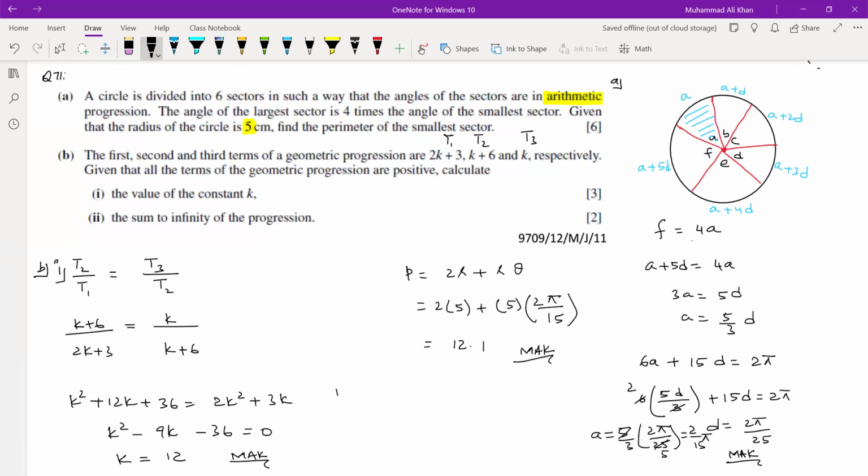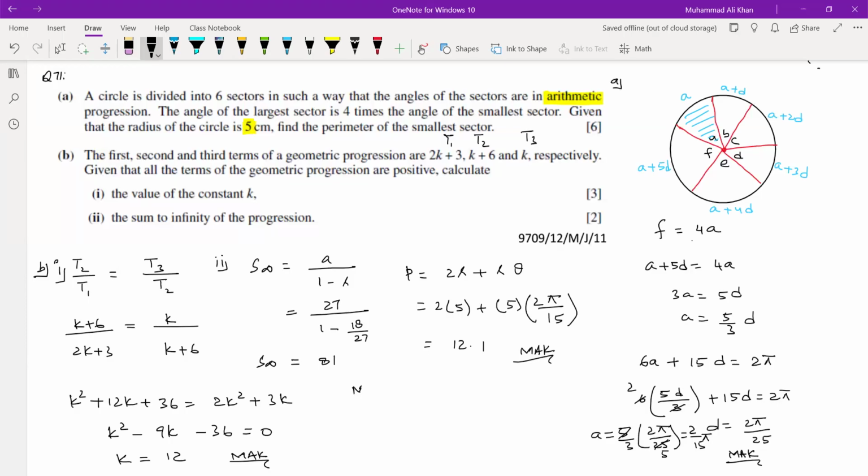Now, in the second part, we have to calculate the sum up to infinity. The formula is a over 1 minus r. What is a? First term, 2k plus 3. If k is 12, so it will be 12, 2s are 24. 24 plus 3 is 27 divided by 1 minus r. What is r? T2 divided by T1. And what is T2? K plus 6. 12 plus 6, 18 divided by 27. What is the answer? 81 is the sum up to infinity.